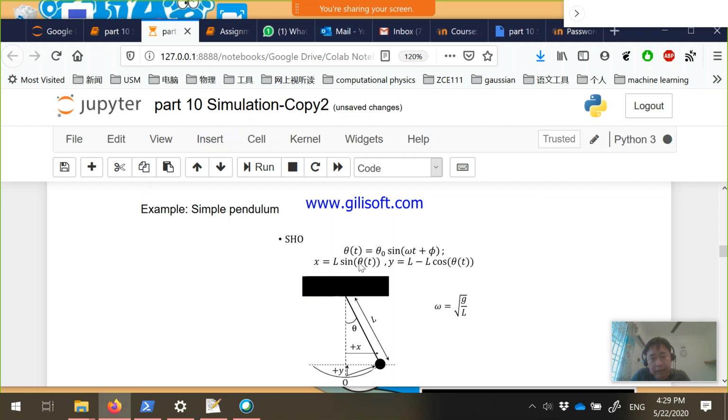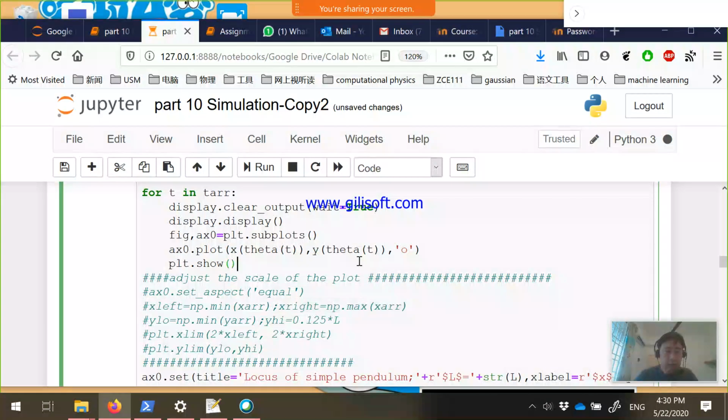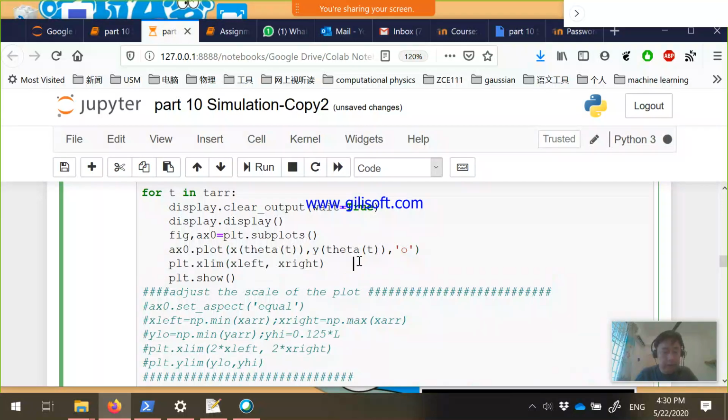What is the most left value? The most left value is when sine theta equals sine of negative theta dot times L, and the most right hand side value of x is when theta equals theta dot. So the x left is set to be L sine of minus theta dot, and then x right to be L sine theta dot.